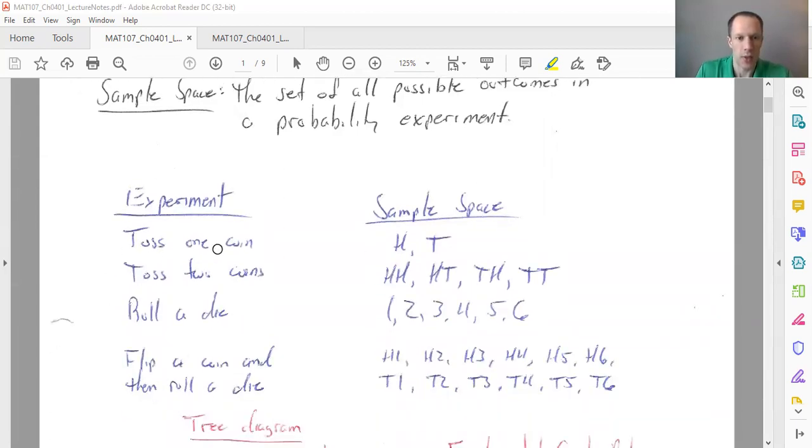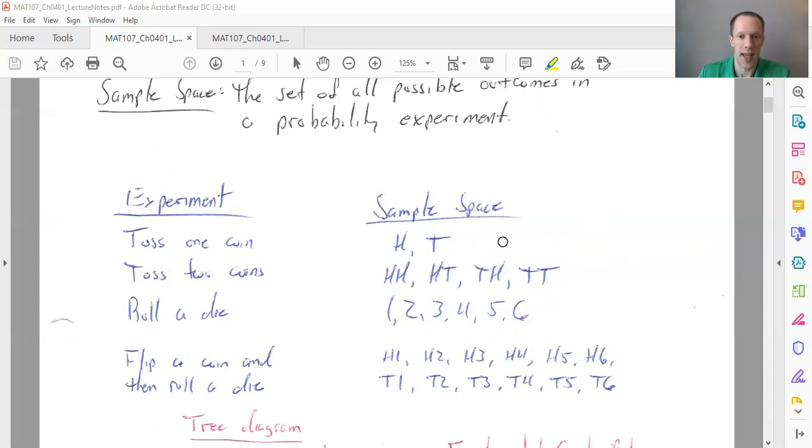Let's say we toss one coin or flip one coin. The sample space would be heads or tails. Those are the only two possibilities when you flip one coin. Now, if you flip two coins, now you can get some different combinations of heads and tails. Both coins could be heads. The first one could be heads, the second one tails, or the first one tails and the second one heads, or they could both be tails. So you have four possible outcomes there.